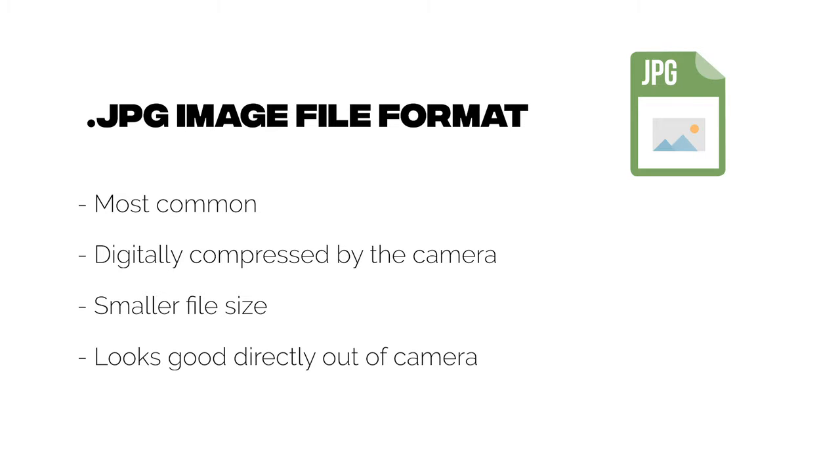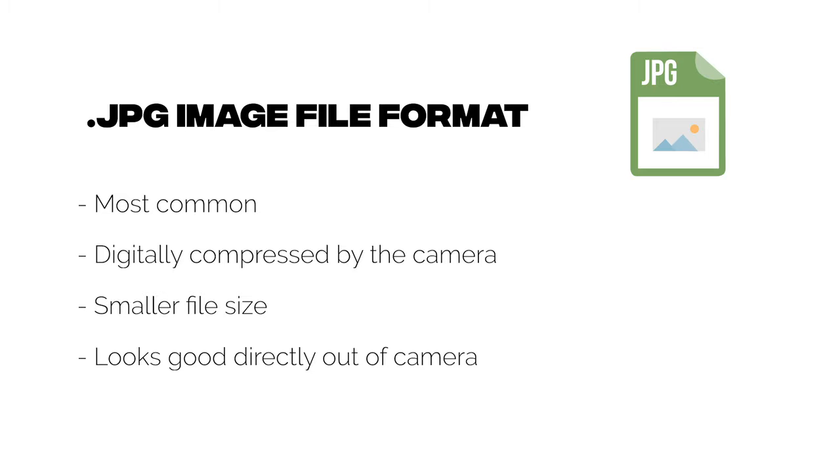Essentially, a JPEG photo is a compressed photo. When you take a picture with your camera and you save it as a JPEG, the camera will automatically edit the photo on its own to how it thinks it should look. It'll edit it, it'll compress it, and that results in a smaller file size and an image that often looks very good out of camera.